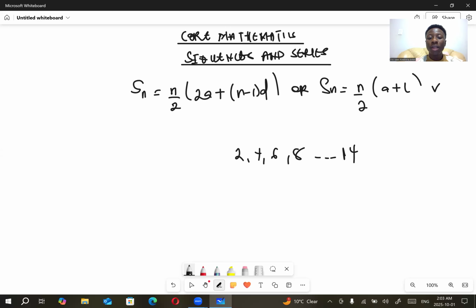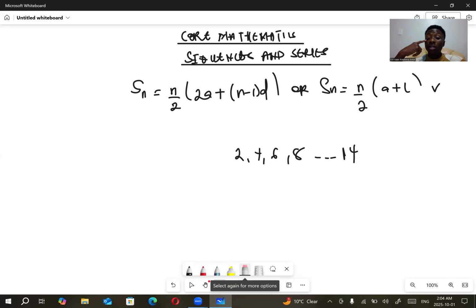To explain further, when you are given a sequence, like what you see on the board right now, and we ask you to find the sum of the first three terms, what's the answer? The sum of the first three terms is 12.